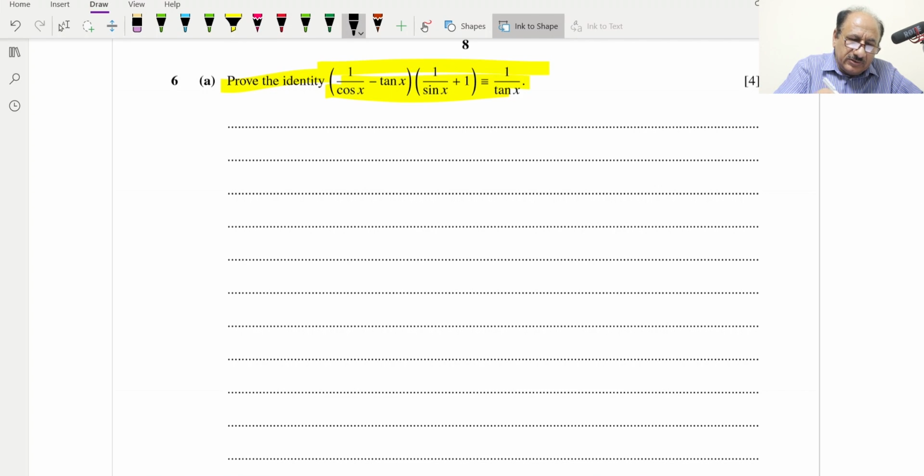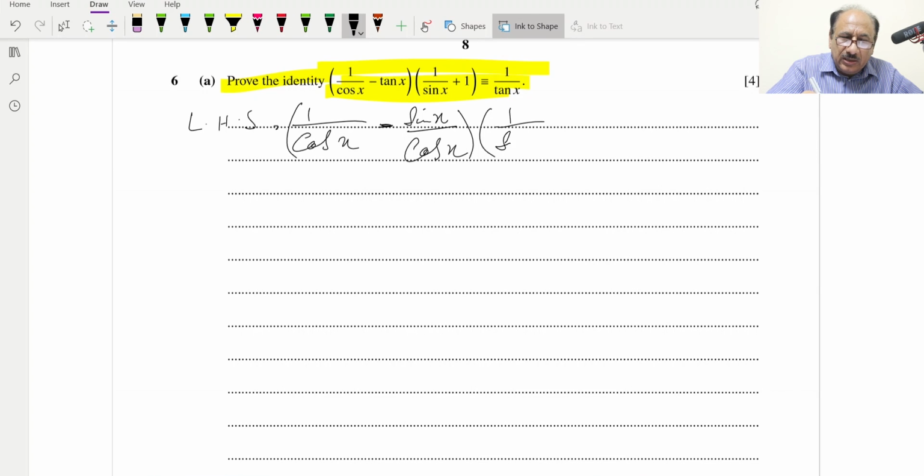And the left hand side, we can take the left hand side, which is equal to 1 over cos x minus tan x. I will write sine x over cos x, so this one, and 1 over sine x plus 1. This is our left hand side.